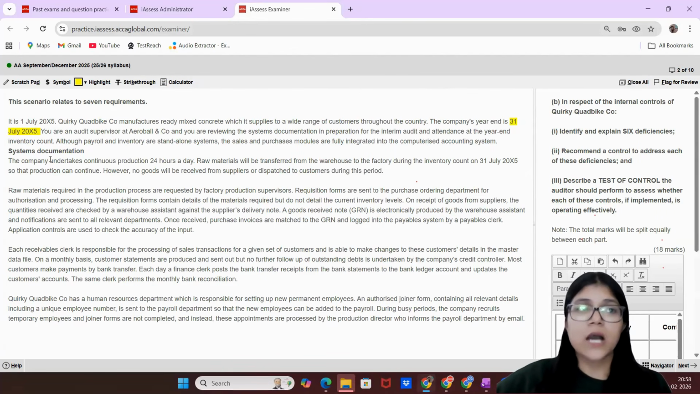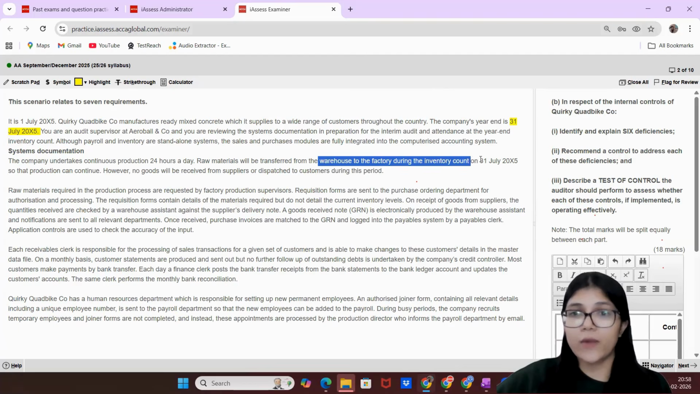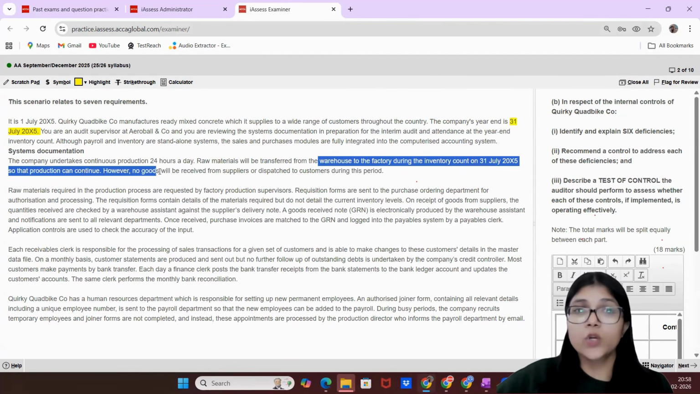Now, let's start by reading these sentences. Let's see how many deficiencies we are able to identify. The company undertakes continuous production 24 hours a day. That means that their production does not stop at any point in time. Raw materials will be transferred from the warehouse to the factory during the inventory count on 31st of July 2025 so that the production can continue. However, no goods will be received from suppliers or dispatched to customers during this period.